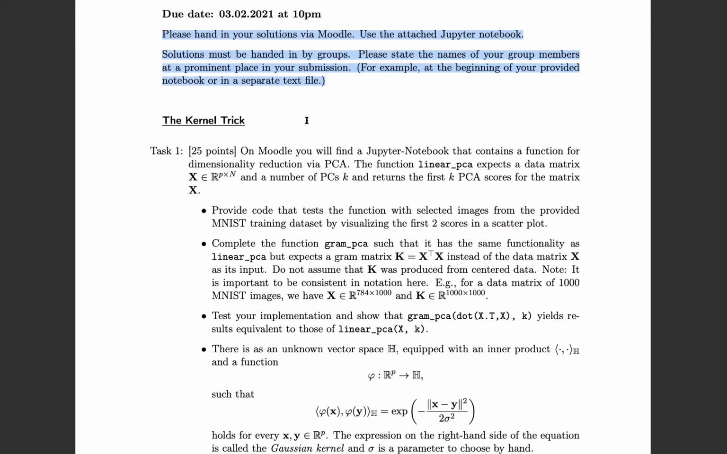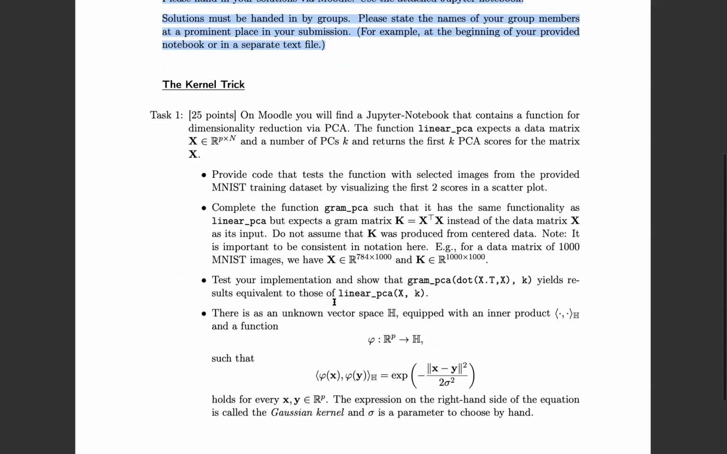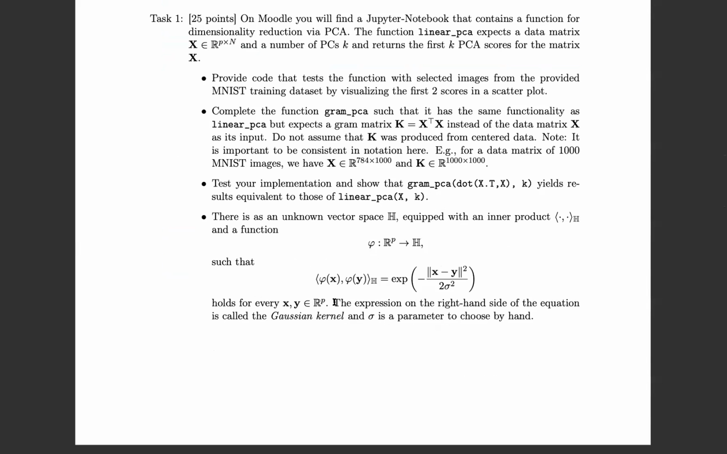Okay. And for example, on Moodle you find already some Jupyter notebook with this, and then you have kernel PCA and so on. You have to do all these tasks, which are straightforward enough, in my opinion. You have to make a Gram PCA function, and then show that the Gram PCA yields results which are equal to linear PCA. When you have X transpose X, the linear kernel, then your Gram PCA and linear PCA should yield the same results.